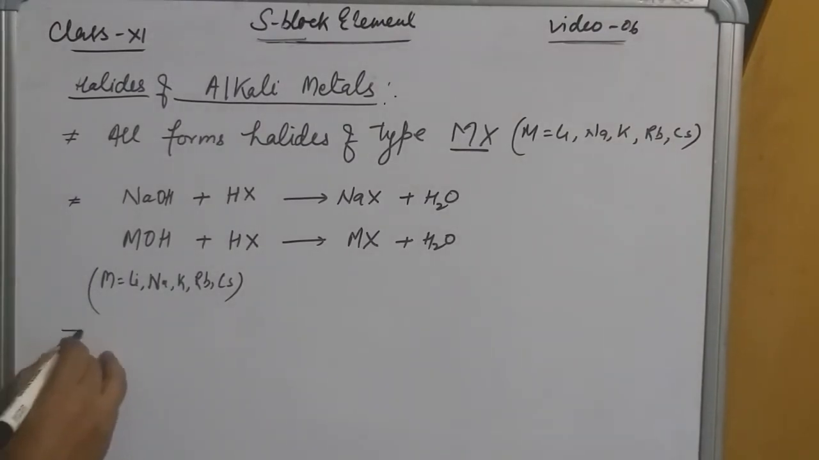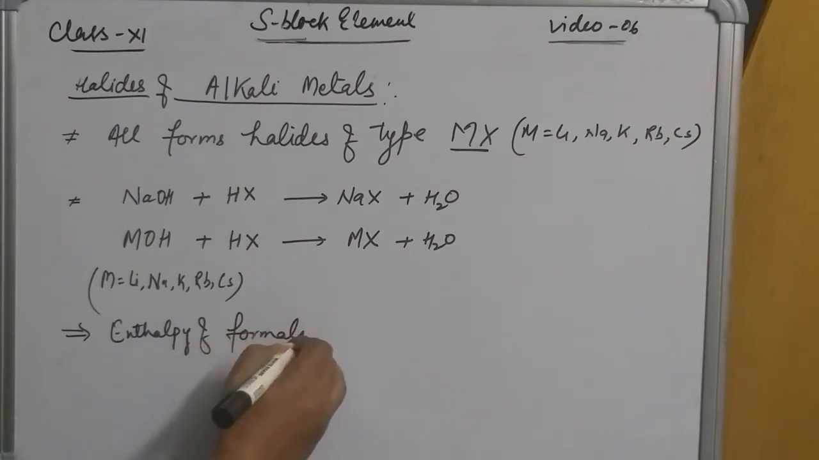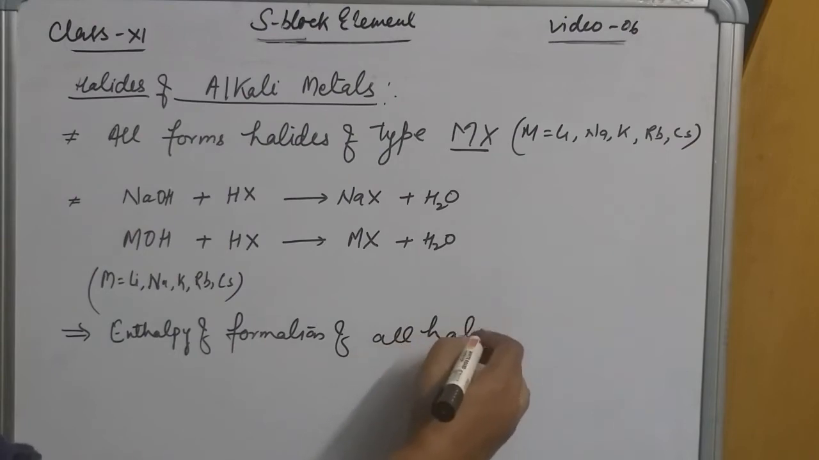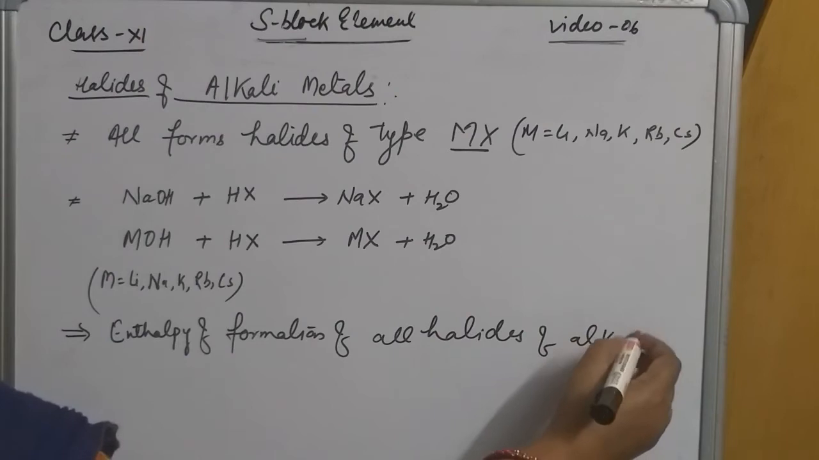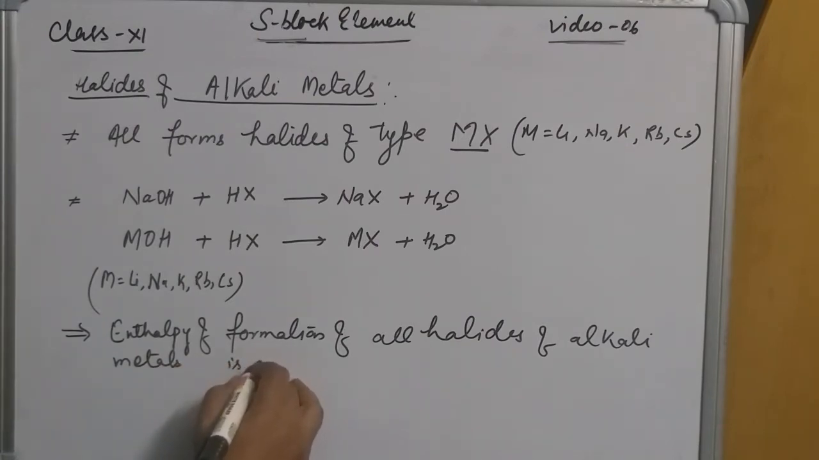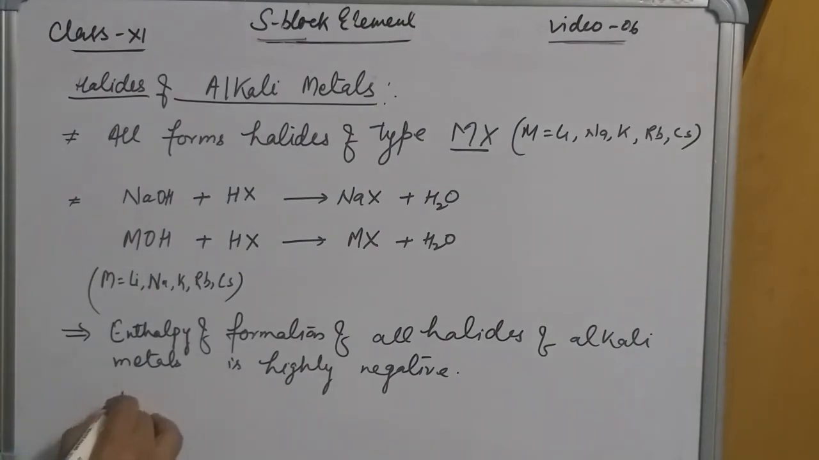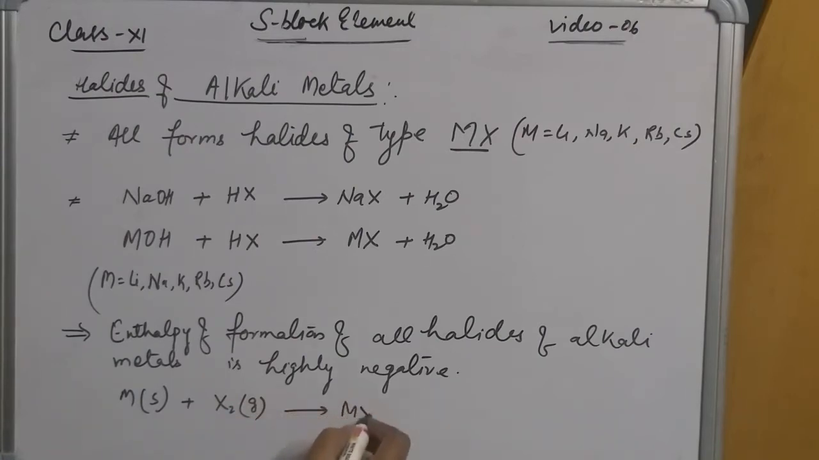Enthalpy of formation of halides. The enthalpy of formation of all halides of alkali metal is highly negative. When an alkali metal is treated with a halogen in gaseous form, as we know halogens exist in gaseous form, the formation of metal halides takes place. So balance this equation. The more stable a halide is, the more negative will be its enthalpy of formation. So write down the points also.